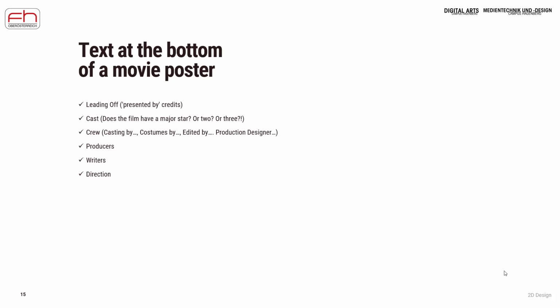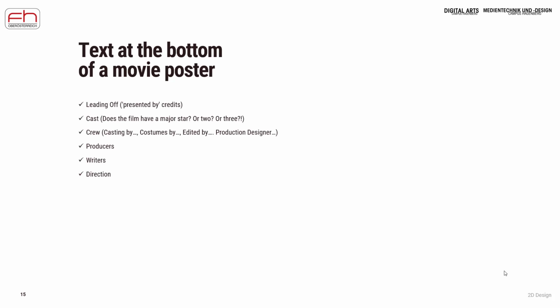Okay, so on the bottom of the poster you see a lot of information. So for example, the leading off, the presented by whatever, you have the cast, you have the crew, you have the producers, the writers. Okay, how is this thing so important, right? It is, and it's not only because people have been doing this for quite some time, you know. I'm going to show you some examples, and you will notice that this thing is almost a template, right? They have been doing this thing for quite some time, and there are of course strong reasons for that.